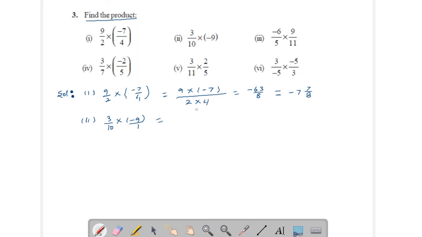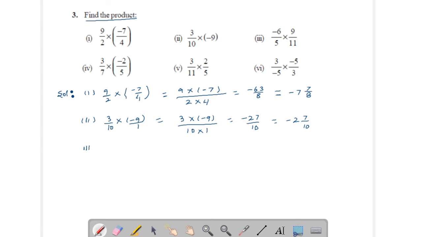Here multiply numerator by numerator. That is 3 into minus 9 upon 10 into 1. You will get minus 27 upon 10. And in mixed fraction you can write it as minus 2 7 upon 10. This is your answer.